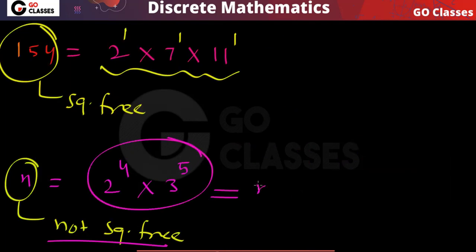Why is this not square free? Because you can clearly see that 3 square will divide it. 3 square divides n. So I can say this is not square free.